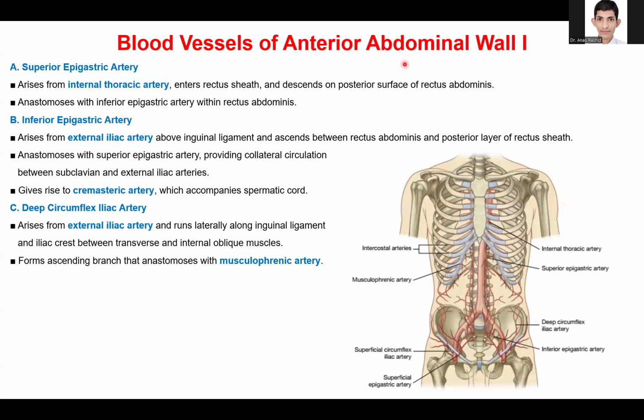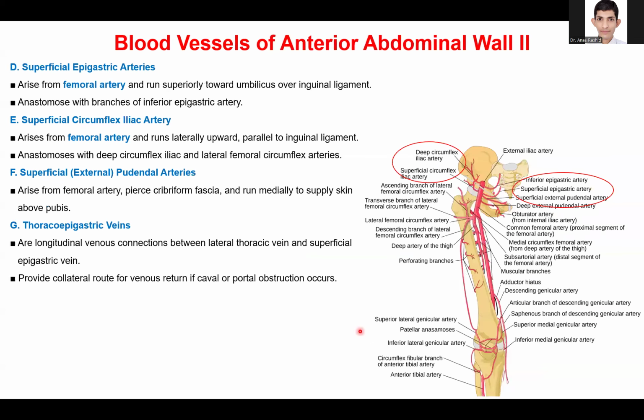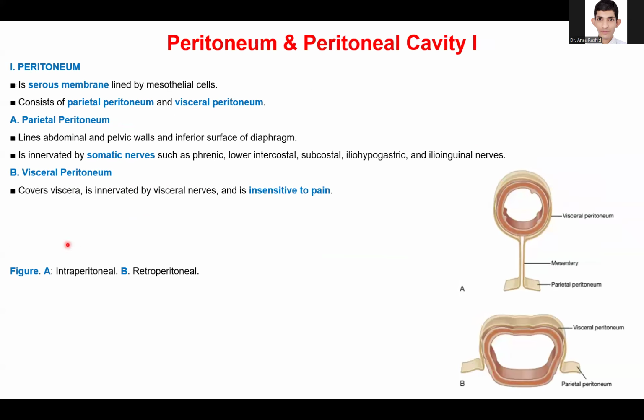Blood vessels of anterior abdominal wall: superior epigastric artery. We have inferior epigastric artery, deep circumflex iliac artery, which can be seen here. So we have superior epigastric artery, deep circumflex iliac artery, superficial circumflex iliac artery, superficial epigastric artery, as can be seen in the figure, superficial external pudendal artery, then thoracoepigastric veins. Then we have peritoneum and peritoneal cavity.